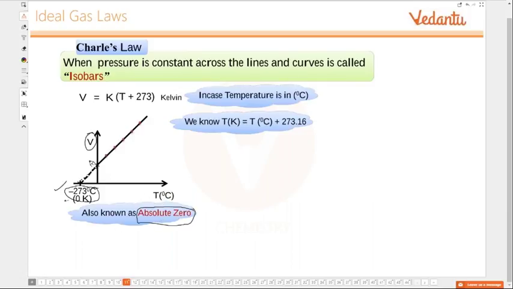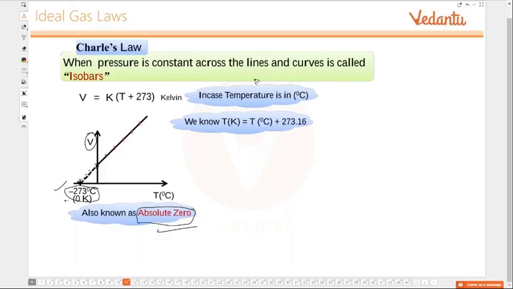Because the volume cannot be zero for the gas, it must occupy some volume, isn't it? So we can say that at this temperature, gas doesn't exist in that state. So that is absolute zero. It is only theoretical, because we are extrapolating it to that temperature. So it is the temperature at which the volume of the gas becomes zero, the absolute zero of temperature.